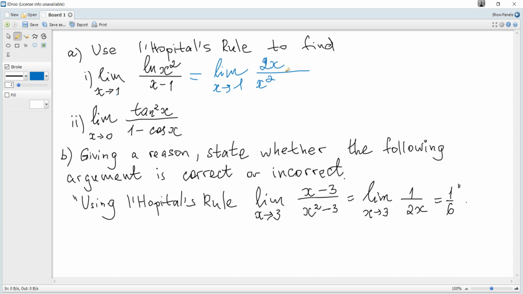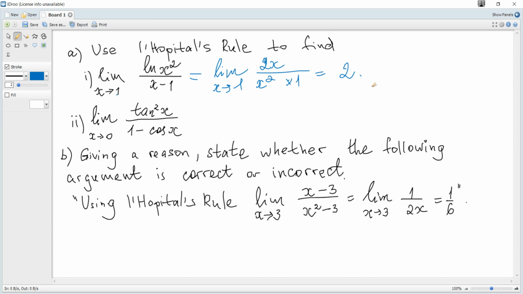So that's the derivative of the numerator, divided by the derivative of the denominator: the derivative of x minus 1 is just 1. And we substitute 1 for x again, and we can see that it's just 2 over 1, so it's 2, and that's the required answer. You may simplify, but it's clear here that it's just 2.